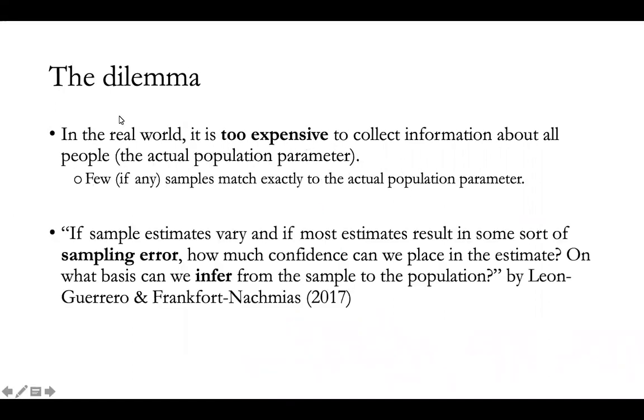Now, here's the dilemma. Ideally, of course, we would want the full population to have a precise measure of what's going on in the world. But realistically, in the real world, it's too expensive often to collect information about everyone. It's expensive, it's time consuming. So oftentimes we are limited to a sample. In fact, few, if any, samples really match exactly the actual population parameter that we're interested in. It's a great quote from the textbook noting, if sample estimates vary, and if most of the estimates result in some sort of sampling error, how much confidence can we place in the estimate?